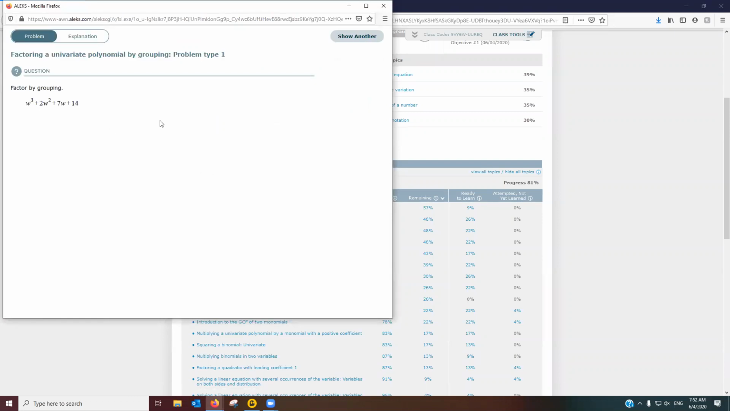Let's do this one. This is another factor by grouping. Let's do one more here to get a little more practice. All right, so again, the way I'm going to think about this is, because this is 4 terms, I'm going to try to factor only the first 2 to begin with. I'm going to write this over here to make it a little easier to work with. w cubed plus 2w squared plus 7w plus 14.